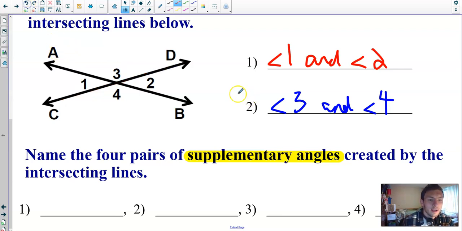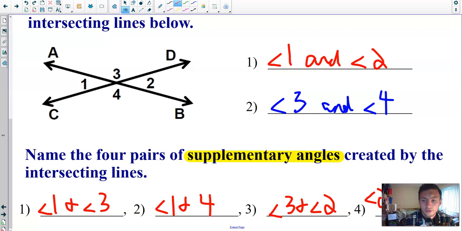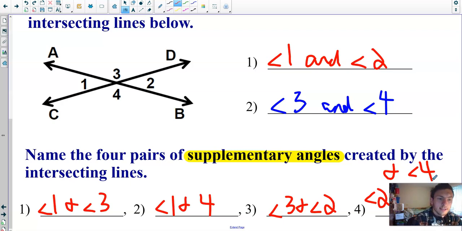They form a semicircle. They form a straight line. So angle 1 and angle 3 are supplementary. Similarly, angle 1 and angle 4 form that nice semicircle and a different straight line. So they are also supplementary. So angle 1 and angle 4. And then I see that angle 3 and angle 2 form a semicircle and a straight line. So 3 and 2. And then also angle 2 and angle 4, right down here, form a semicircle and a straight line.